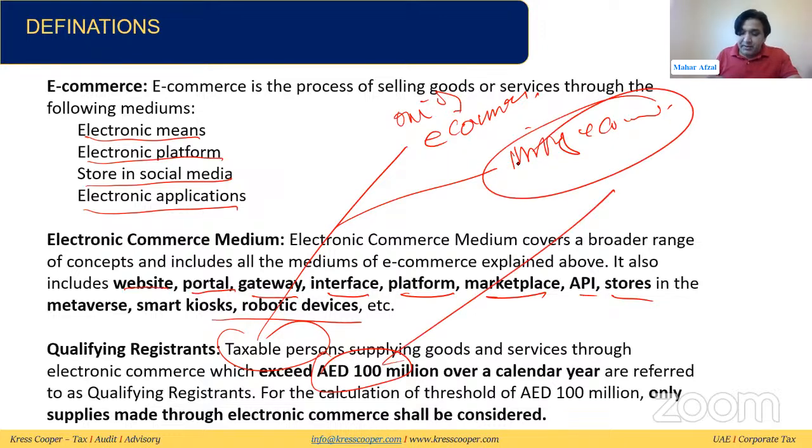If this is being made, what is being supplied to the e-commerce medium? If the total value of the supply is more than 100 million, including the supply through the e-commerce medium and through the non-e-commerce medium, but the value of the supply through the e-commerce medium is less than 100 million, then this requirement of the law will not be applicable, because only supply through electronic commerce shall be considered. If this increases to more than 100 million, then the person will be considered a qualifying registration, and the respective requirement of the law will be applicable.